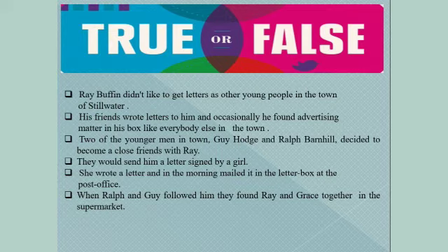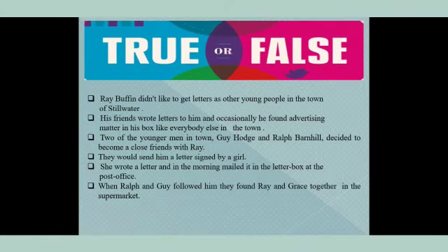Two of the younger men in town, Guy Hodge and Ralph Bunhill, decided to become close friends with Ray. Define true or false. They would send him a letter signed by a girl. True or false? She wrote a letter and in the morning mailed it in the letter box at the post office. True or false? When Ralph and Guy followed him, they found Ray and Grace together in the supermarket. Define, please. True or false? Good luck to you, students.